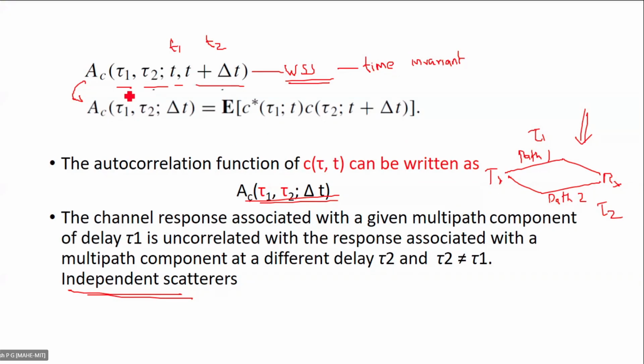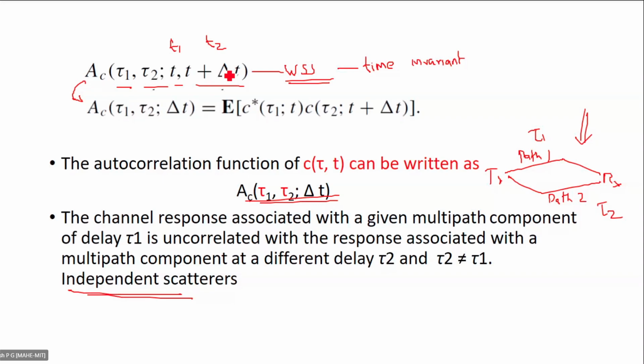And the autocorrelation function can be written as AC of tau 1 comma tau 2, then t comma t plus delta t, right? This means that we are trying to observe the values at the receiver at different timings, t1 and t2, or we can write it in another notation, t and t plus delta t. Either way, you are observing two components at two different timings.